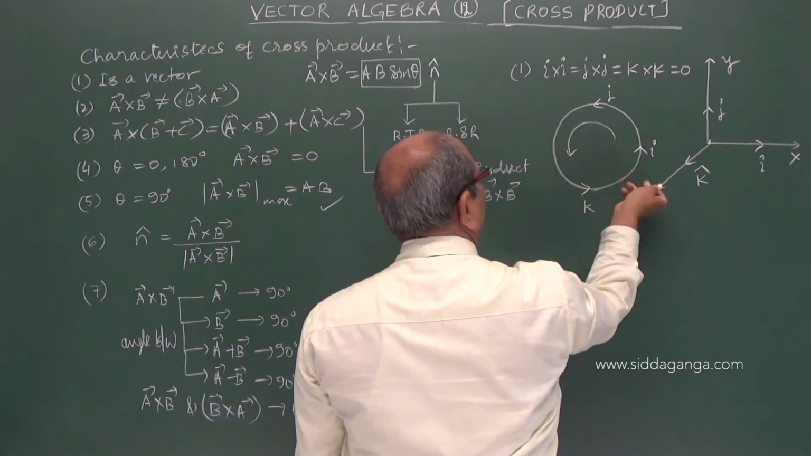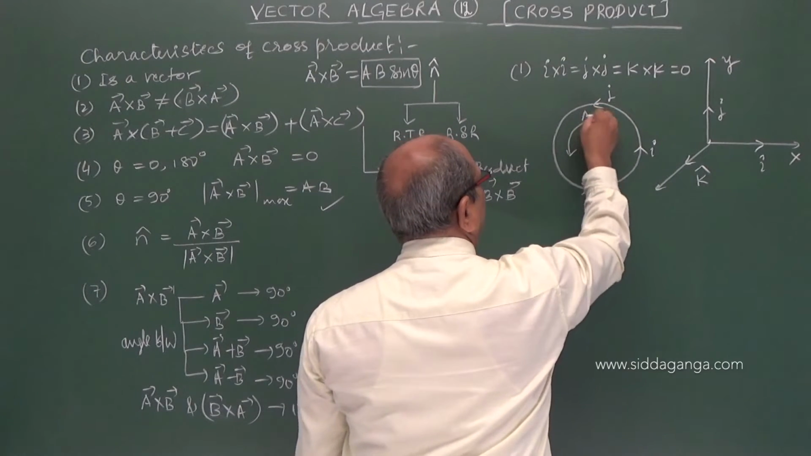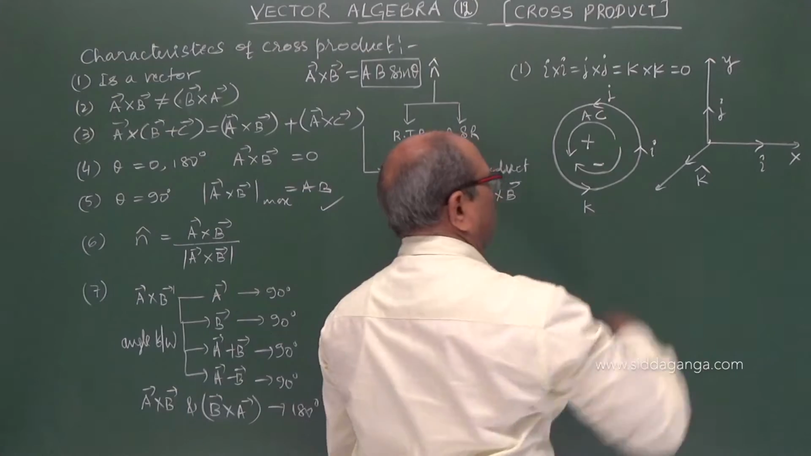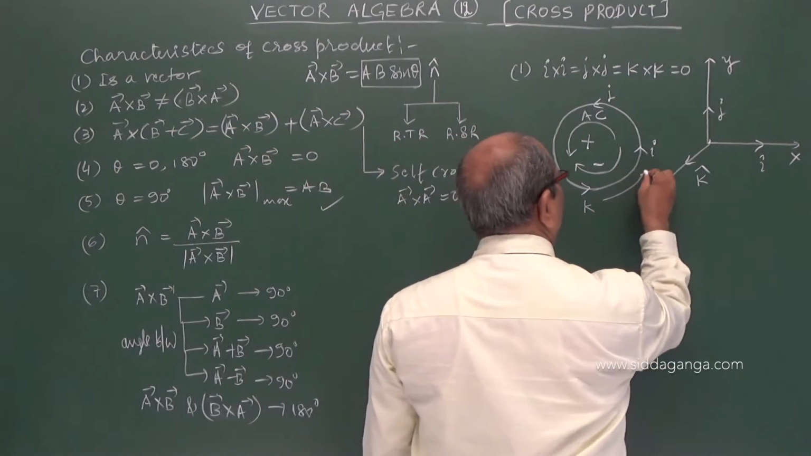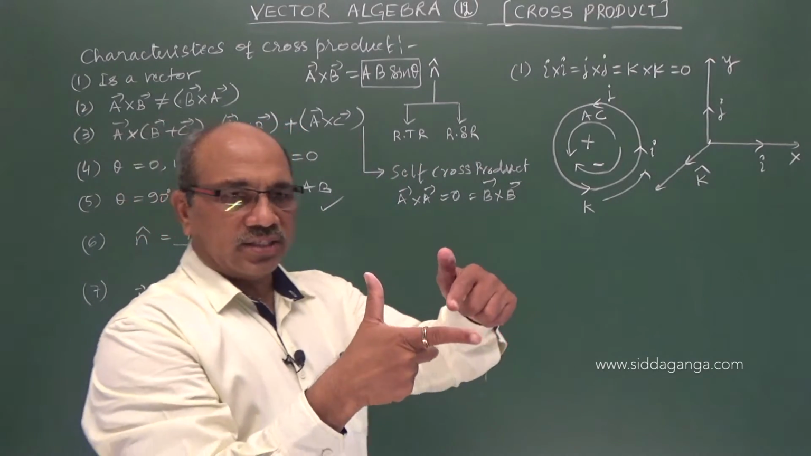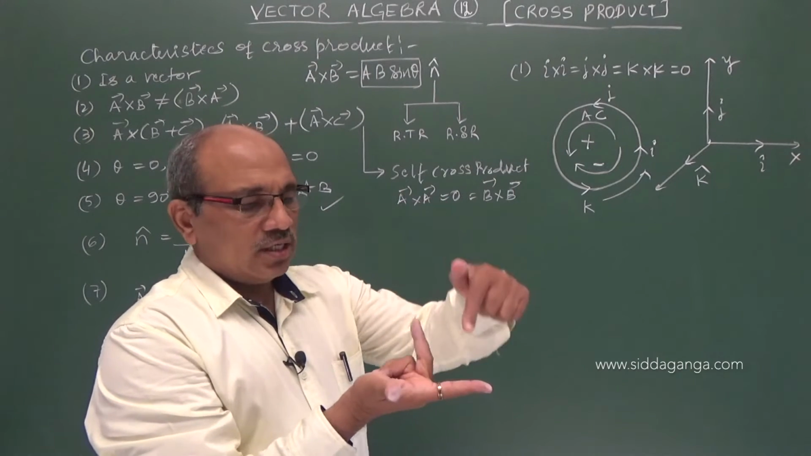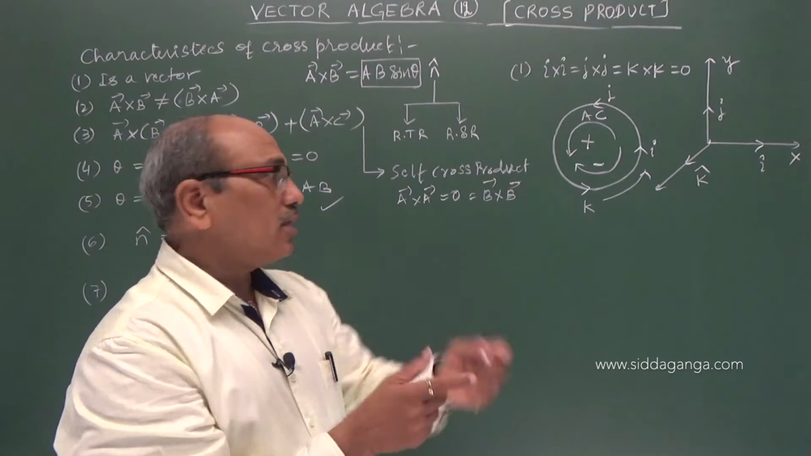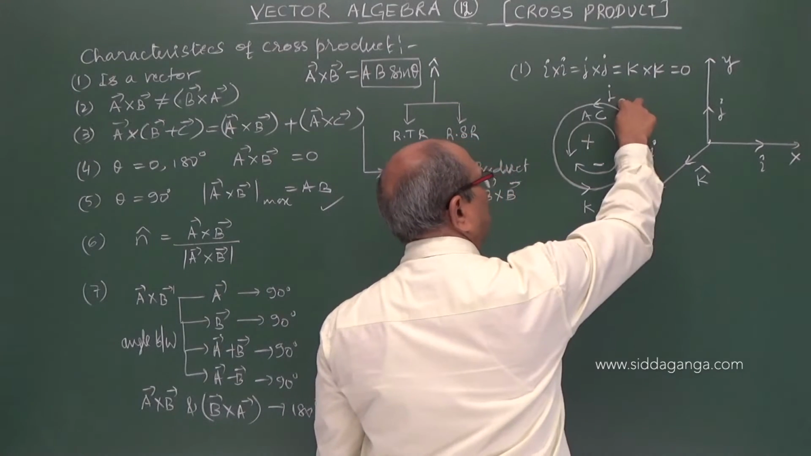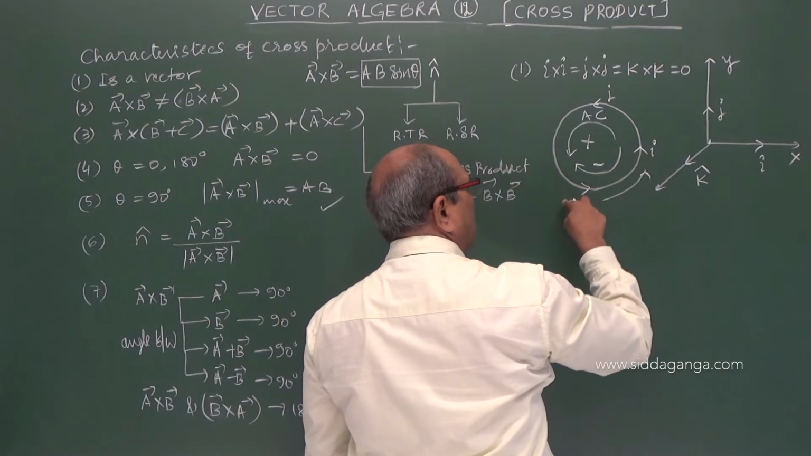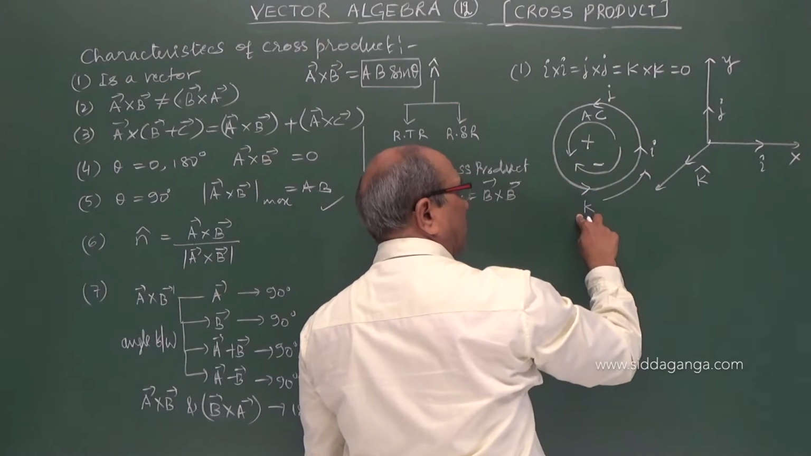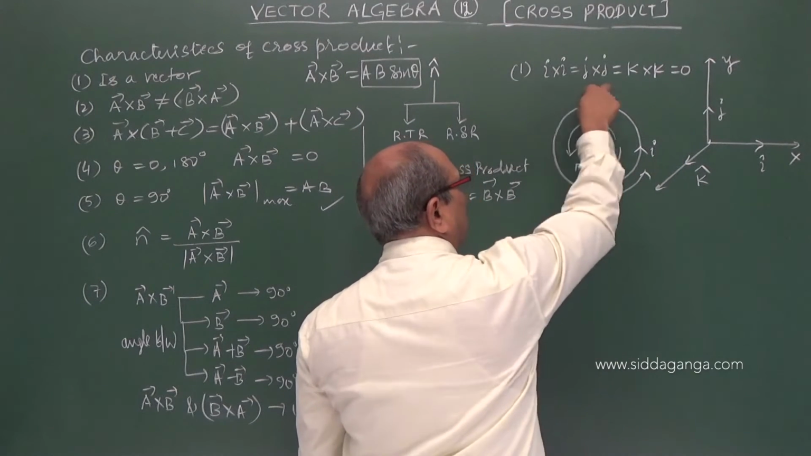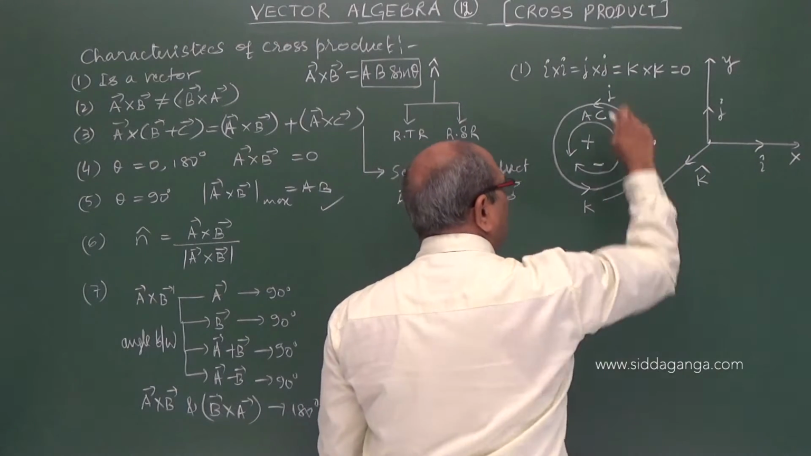If we move in this direction, anti-clockwise, the product is positive. If you move clockwise, it is negative. That means if you go from k to i, because it is perpendicular, if I take this as i, j, k: i, j go to k. j, k go to i. k, i go to j. That means k cross i goes to j, plus. j cross k comes to i, plus. i cross j is k, plus. But if you come in the clockwise order, j cross i is minus k, i cross k is minus j, k cross j is minus.